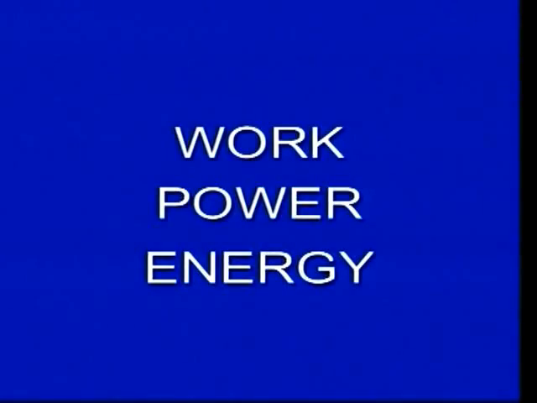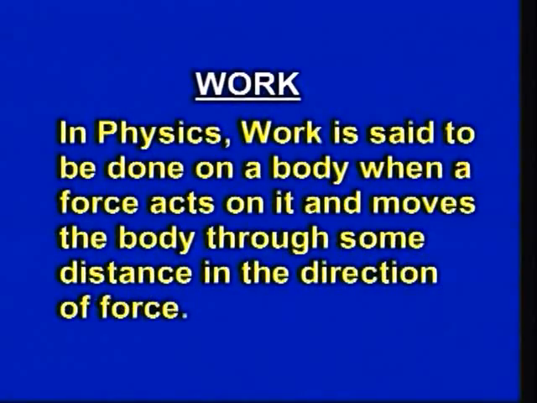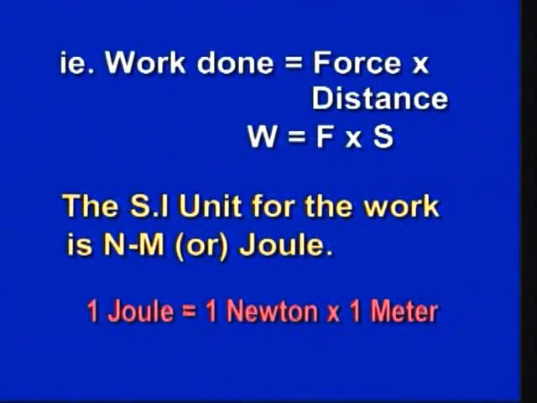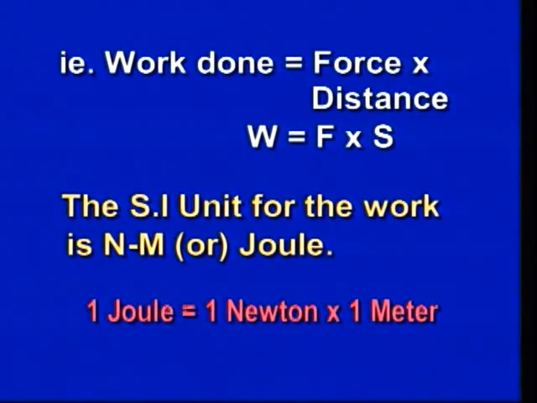Now, let us define the terms work, power and energy, and let us know their units. Let us see what is meant by work. In physics, work is said to be done on a body when a force acts on it and moves the body through some distance in the direction of force. That is, work done is equal to force into distance. That means W is equal to F into S. The SI unit for the work is Newton meter or joule. So, 1 joule is equal to 1 Newton into 1 meter.